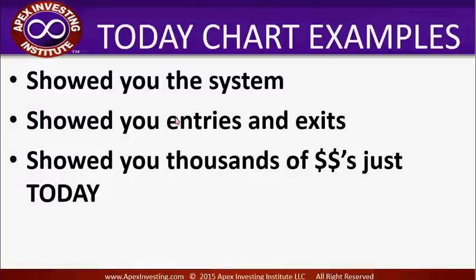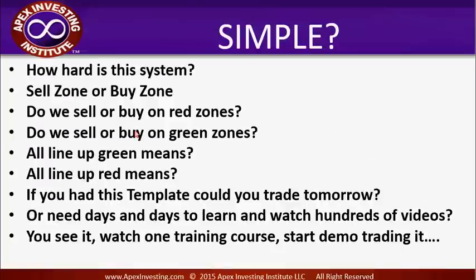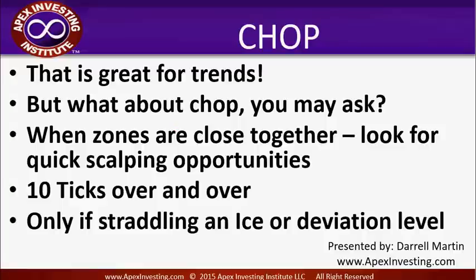So, I showed you the system and the entries. It's very simple. We're looking at reds and greens, looking for everything to line up. The stops are easy. The entries are easy. Everything is precise. There's a step-by-step training course you can go through that will map all this out for you in detail. Our toolkit works on NinjaTrader. You can use it on any Forex, stocks, anything you want. Test it out, try it out, play with the bars.